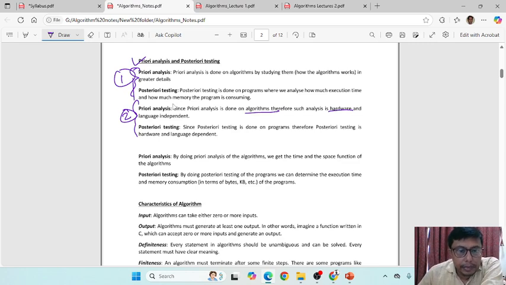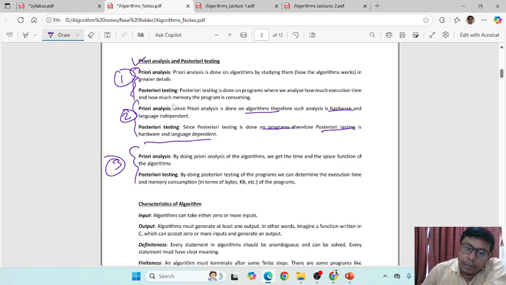For the posteriori testing, since it is done on programs, posteriori testing is hardware and language dependent, because the program itself is hardware and language dependent.